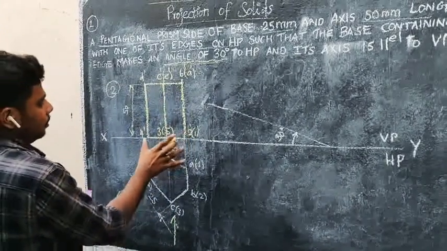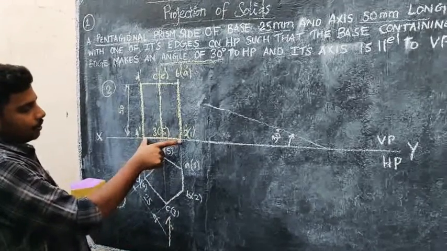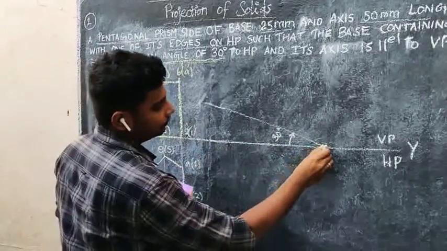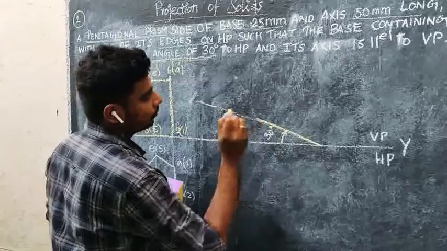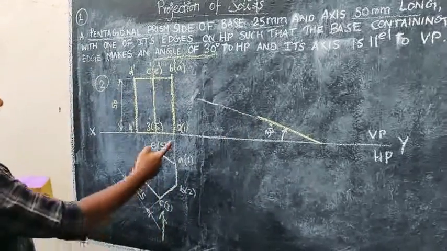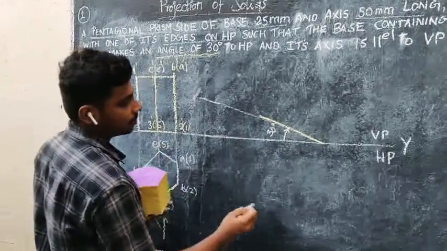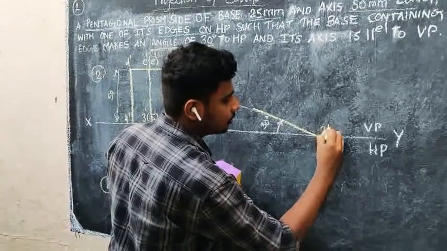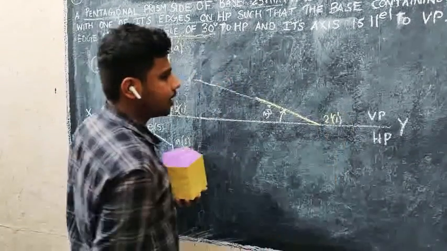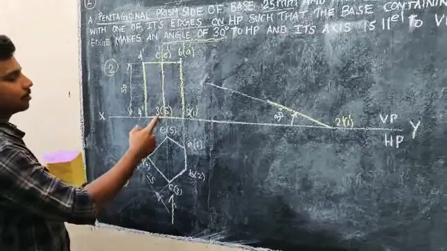Right. So we know the length of this line, so you just paste the line. So this is your length of the line, and you give the name here. This is your 2 dash 1 dash, right? So this is your 3 dash 5 dash.